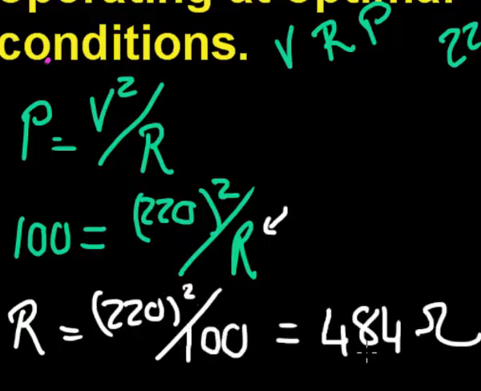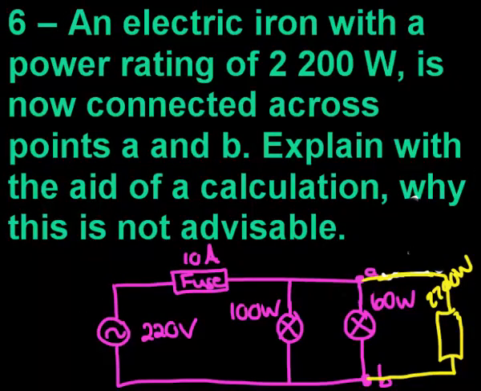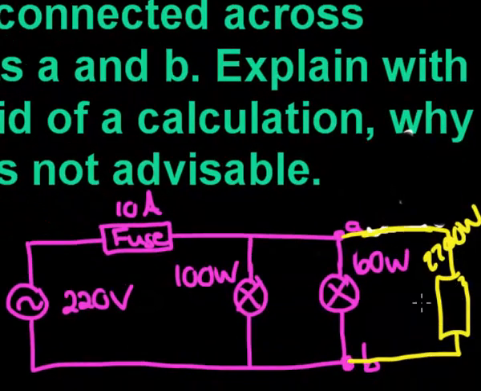and that gives me a final value of 484 ohms. The last question tells us that we've got an electric iron with a power rating of 2200 watt. It's now connected across points A and B in our original circuit. Explain with the aid of a calculation why it's not advisable. Now here are points A and B. That means we're going to connect this iron of 2200 watts parallel to the remaining 60 watt bulb that's already existing there.